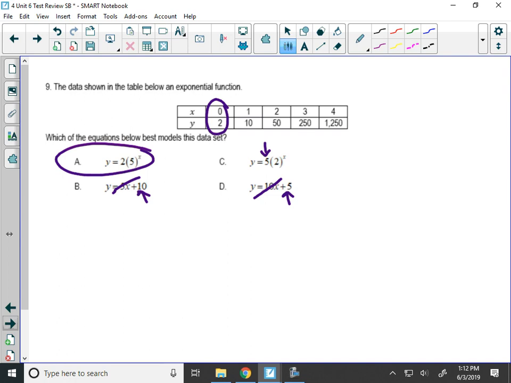Let's talk about the other reason why. This model is going up, and to get from 2 to 10, I multiply by 5. 10 to 50, I'm multiplying by 5, on and on. So that's the growth rate of 5 in the parentheses. I start at 2, multiply by 5 over and over again.